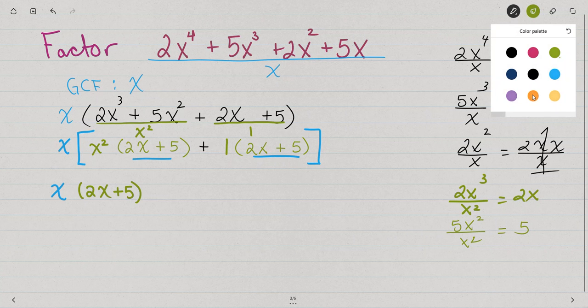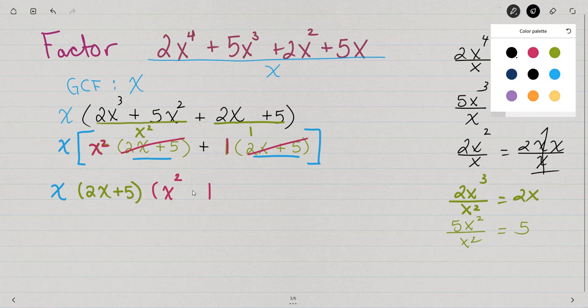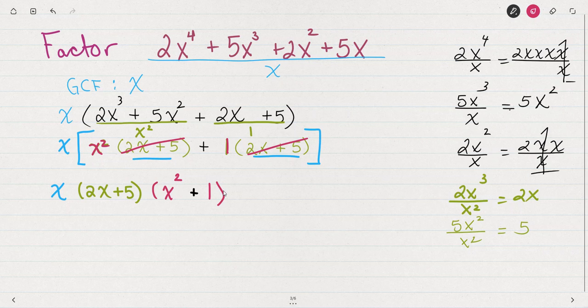When I take the 2x plus 5 out, do you see 2x plus 5 divides out of x squared times 2x plus 5, and we've got an x squared. And then when I divide the 2x plus 5 out of 2x plus 5, I've got a 1. So it'd look like this: x squared plus 1. x squared plus 1, and that's it.